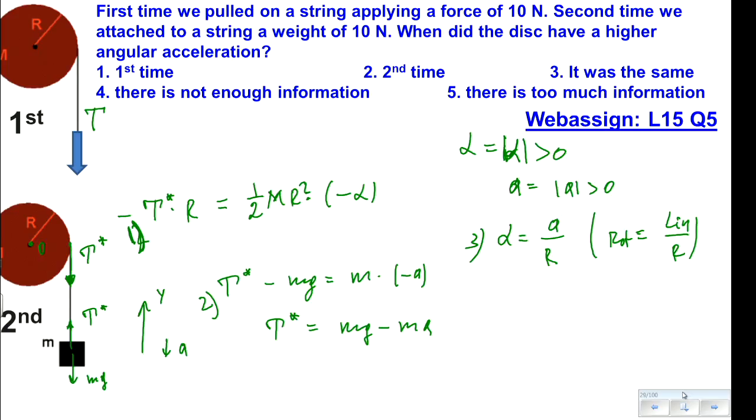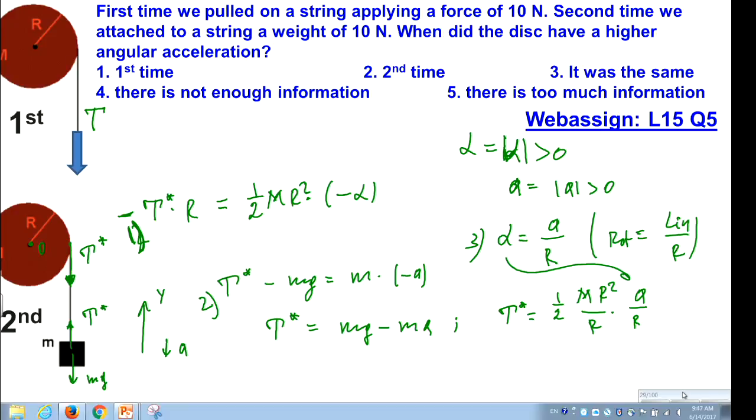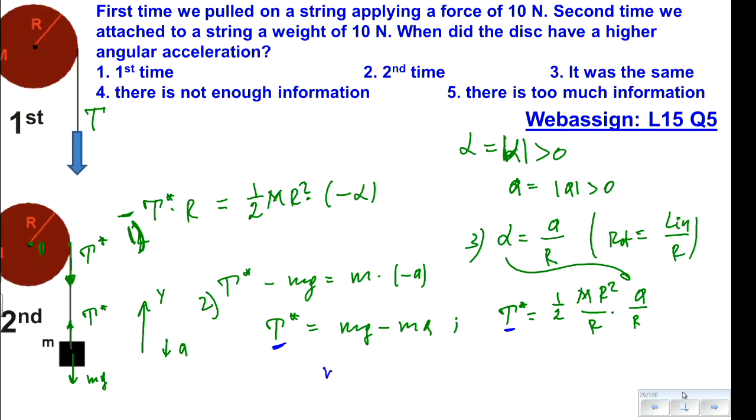Anyway, we have it solved. For tension, from the first equation, I can solve it for the same tension. It will be equal to 1/2 times mass times radius squared over radius times a, a minus on the left and a minus on the right. I cancel them. And angular acceleration is equal to linear over r. This is what I did right here. And now, since this is supposed to be the same tension, I can say mg minus ma should be equal to 1/2 times, lucky us, r squared divided by r and divided by r leaves no r anymore. So only mass and acceleration.